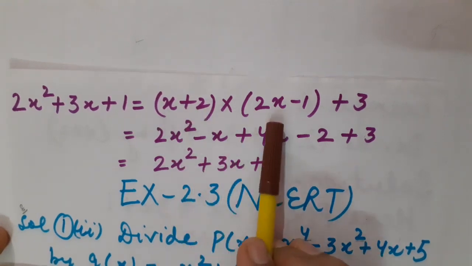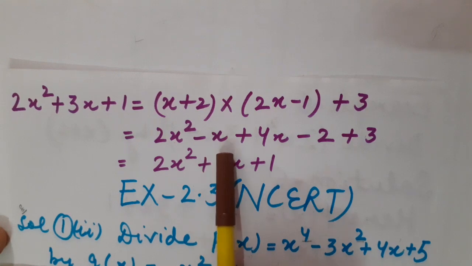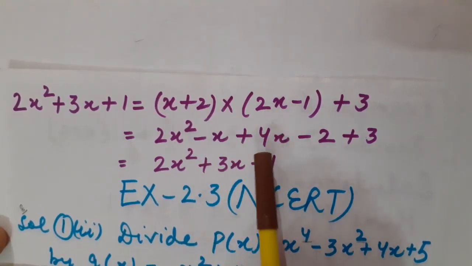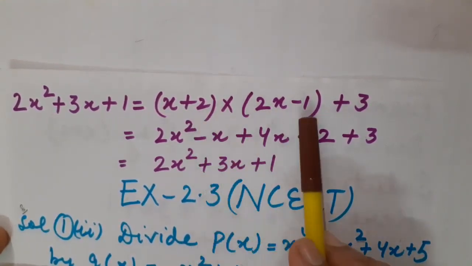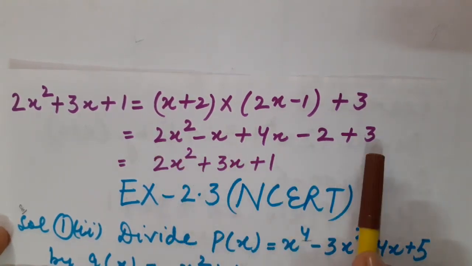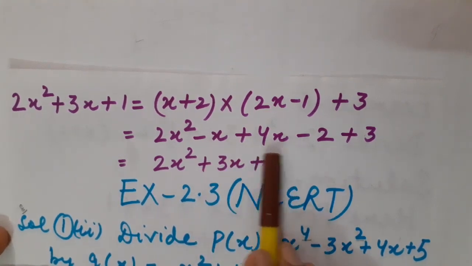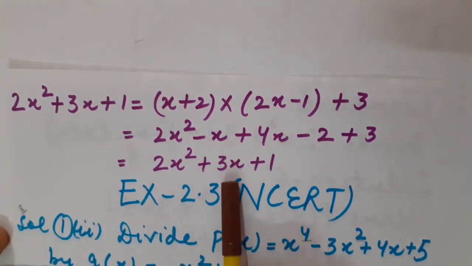x will be multiplied by 2x, you will be getting 2x square. Then x by minus 1, you will be getting minus x, plus 2 2s are 4, that is 4x. Plus 2 into minus 1 will give you minus 2, plus 3. After simplifying, we have got 2x square plus 3x, because plus 4x minus x will give you plus 3x.